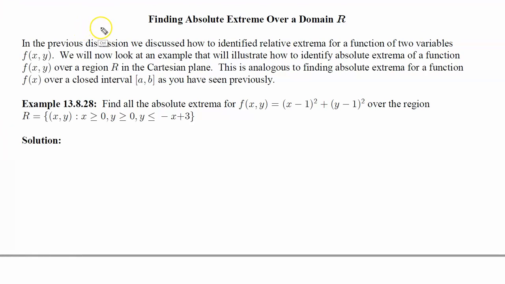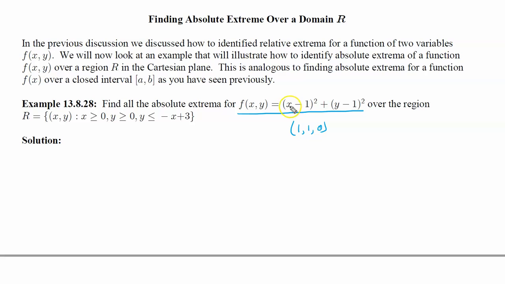Now in this next example, we're going to see how we can identify absolute extrema for a function of two variables over a bounded region in the Cartesian plane. Previously, we only identified relative extrema using the second partials test. So with this example, we're going to consider this function. So this is just a paraboloid with vertex located at 1, 1, 0.